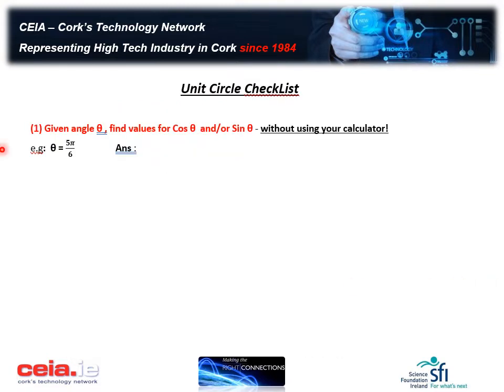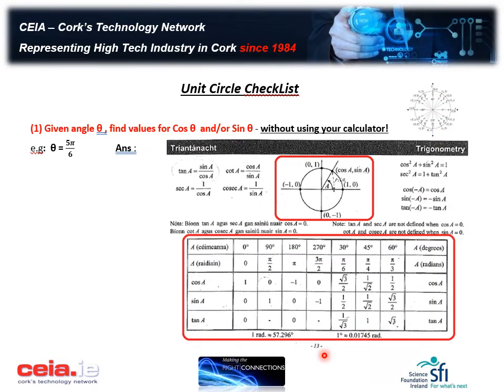Okay, so let's look at the first question on our unit circle checklist. And that is, given an angle theta, find values for cosine theta and/or sine theta without using your calculator. So the idea is that we would be able to solve this using our knowledge of the unit circle, which you remember, and the maths table page 13, which you will have with you in the exam. So the angle we're going to look at is theta equals 5 pi over 6 radians. I'm going to give you a minute to see if you can, using the maths table, find values for cosine and sine of this angle.